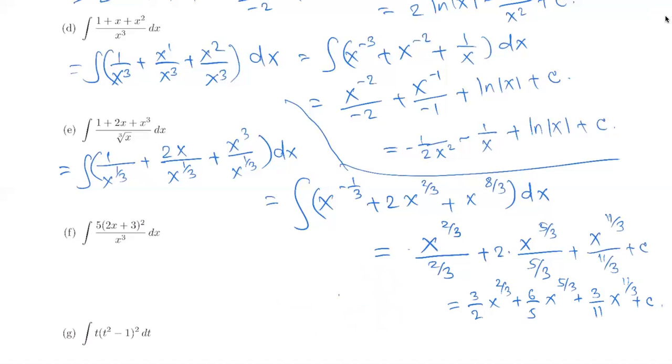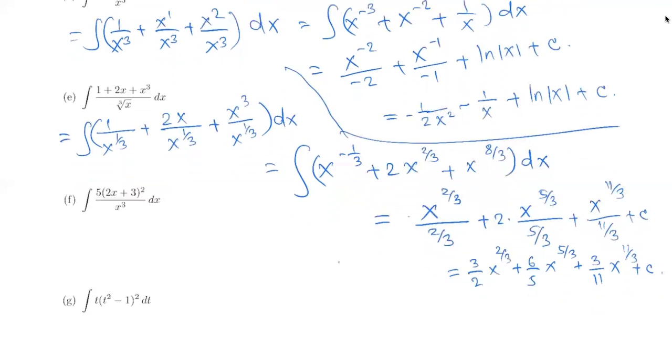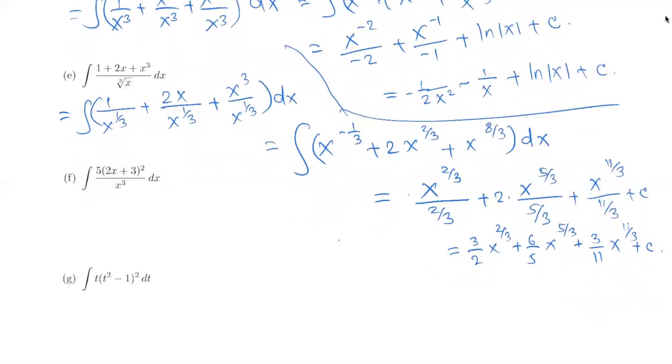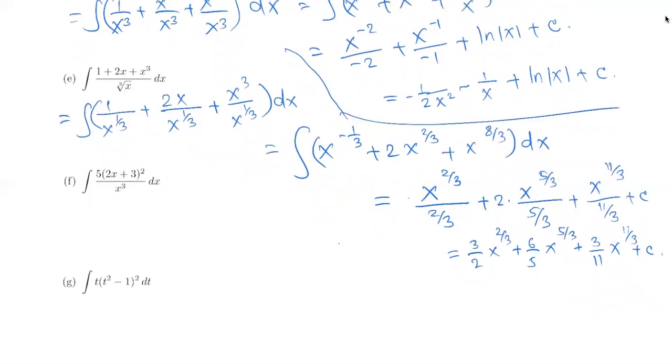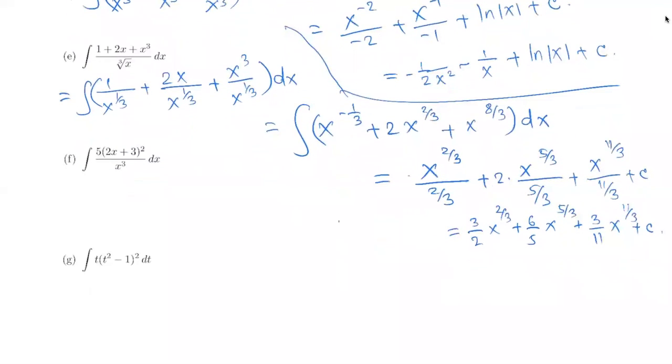Part F. So we got a fraction, but the top is not nice. Unlike parts D and E, the top of F is not good. So we need to simplify the top first. So we got 5 times (2x plus 3) squared. Unfortunately, you cannot multiply inside. No, do not multiply inside yet. It's not allowed. So square means you need to square first, then multiply by 5.